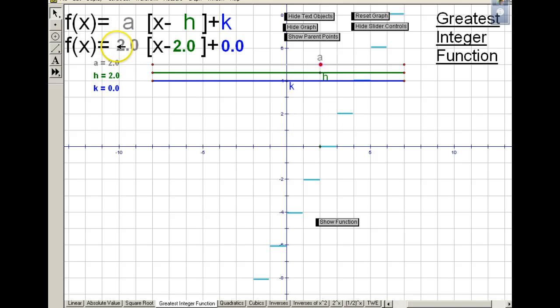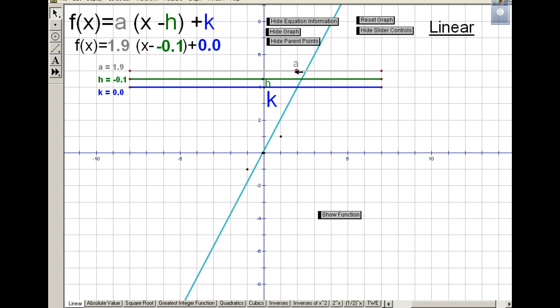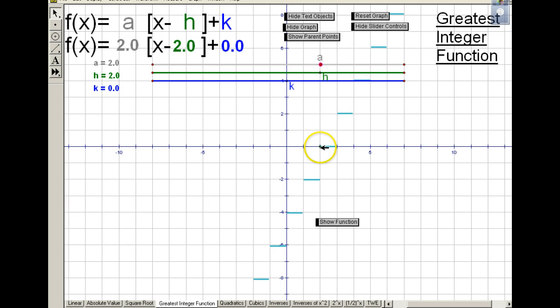So that's kind of like a slope of 2. Just like over on a regular one, this is like a slope of 2. So the graph goes up 2, right 1, up 2, right 1. On the greatest integer, what does it do? Up 2, right 1, up 2, right 1. It does the same thing.